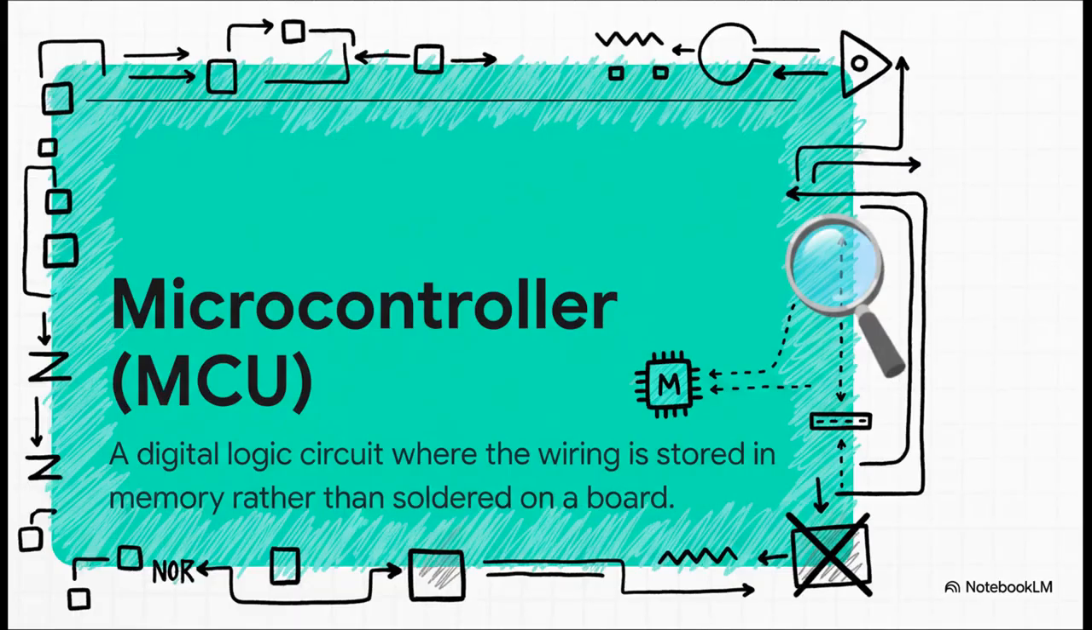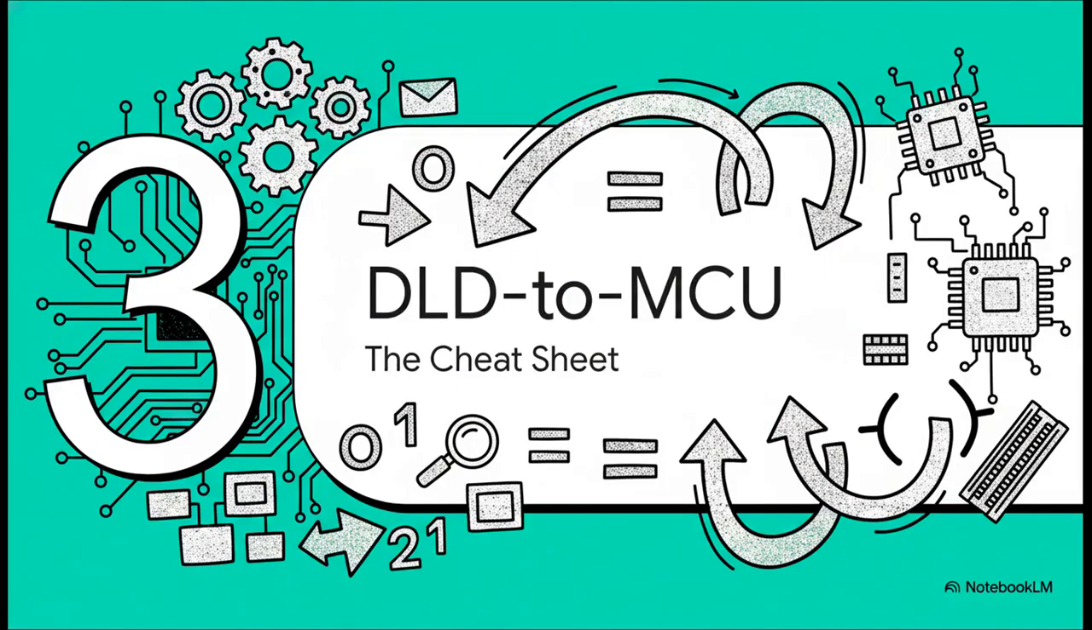So let's just throw out that old definition. From now on, here's what I want you to think. A microcontroller is simply a digital logic circuit where the wiring is stored in memory. That's it. It's not a mysterious black box anymore. It's a reconfigurable logic machine. All right, so with that new definition locked in our brains, let's get practical. We're going to build a cheat sheet, a direct translation guide that maps every core concept you already know from DLD straight to its counterpart in the MCU world.